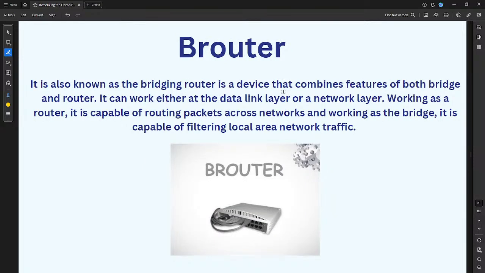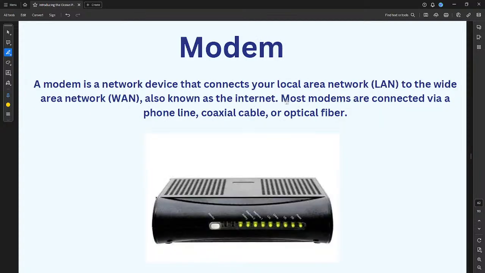Then we have a brouter. Now a brouter is simply a bridging router, and it combines the features of both a bridge and a router together.